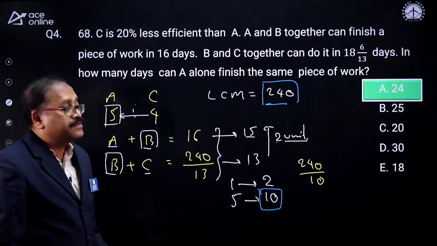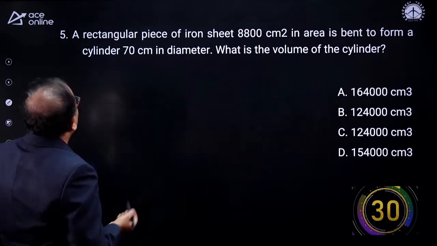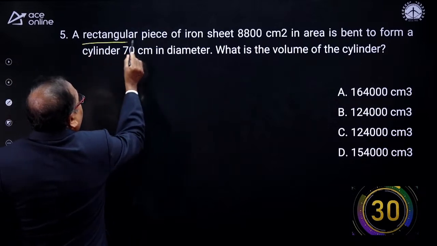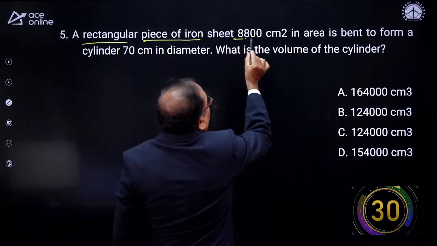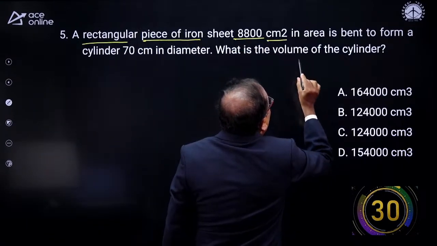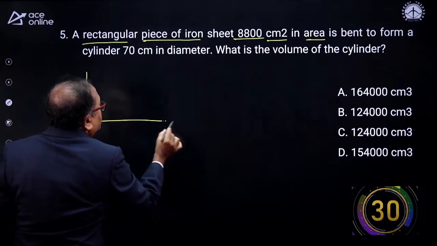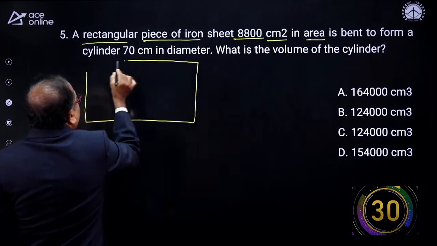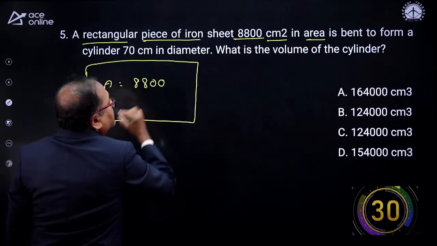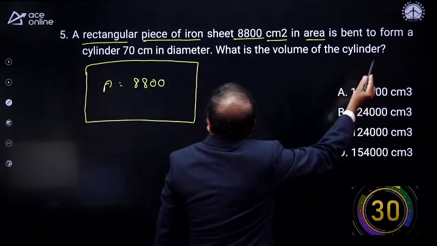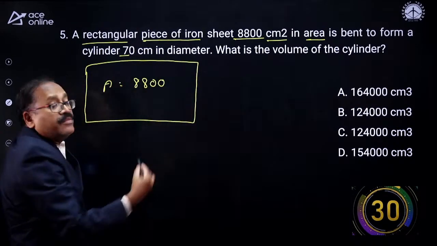Next question, my friends, is here. Now what is this question all about? A rectangular piece of iron sheet, 8,800 square centimeter area. So that means it is talking about something like this. There is a rectangle sheet, and its area is 8,800 square centimeter. Now it is bent and forms a cylinder of 70 meter diameter.